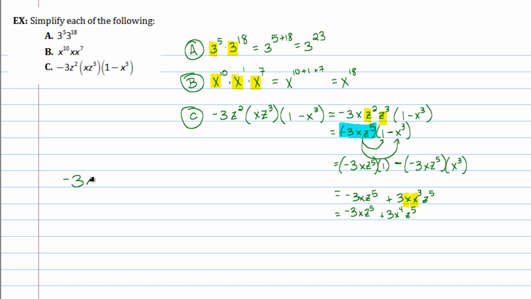Right now we have a negative 3x z to the fifth, and I'm writing it a little bit larger. And then to that we're going to be adding 3x to the fourth z to the fifth. You can add these up if and only if the stuff after the coefficient, everything after the 3 and the negative 3 here, if those pictures are exactly the same, you can add them up.